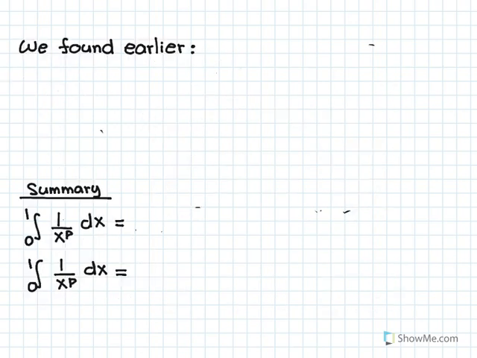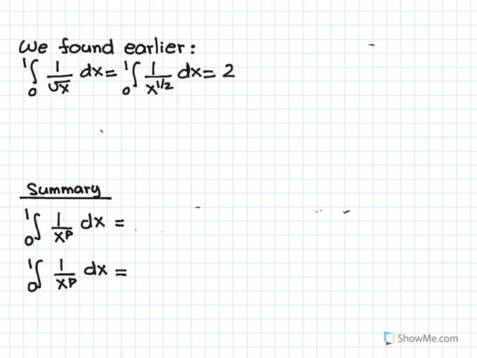All right, now notice that we found earlier that the integral from 0 to 1 of 1 over root x dx, which is the integral from 0 to 1 of 1 over x to the 1/2 dx, is equal to 2. It converges. This integral converged, and the reason is because p is 1/2. The exponent of x is 1/2, which is less than 1.